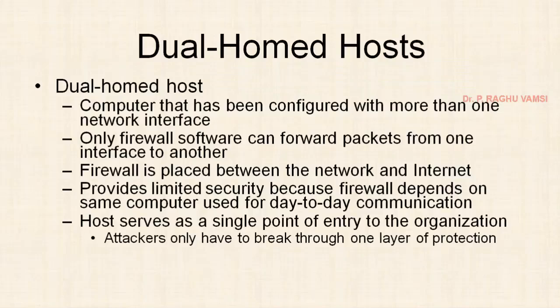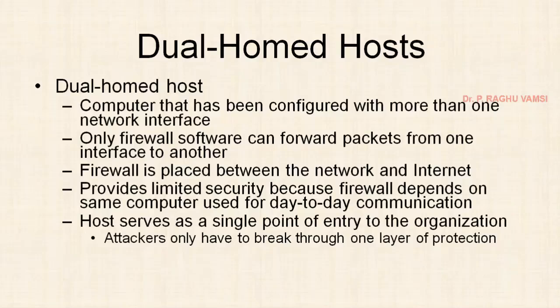IP addresses. A dual homed host is a computer that has been configured with more than one network interface. Only the firewall can forward packets from one interface to another. The firewall is placed between the network and the internet, and provides limited security because the firewall depends on the same computer used for day-to-day communication. The host serves as a single point of entry to the organization. So the attackers only have to break through one layer of protection to hack the internal network.